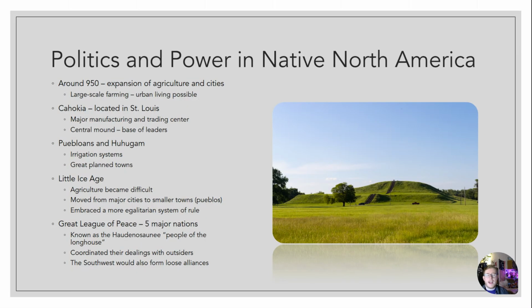And they're going to embrace a more egalitarian system of rule, more local-based, not these big things. But in the American Northeast, we have the Great League of Peace. These are five major nations known as the Haudenosaunee, or the people of the Longhouse. This is going to be a major political entity, especially as we get into European contact in New England. So you're going to hear me talk about them a lot over the next few chapters.